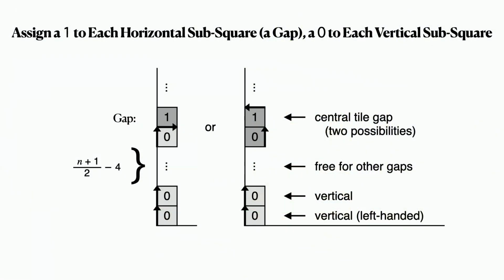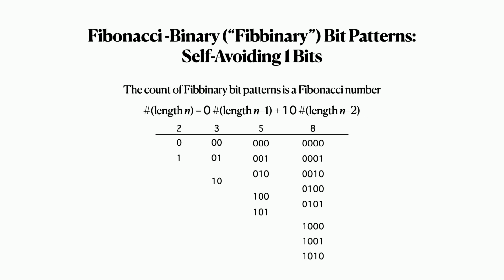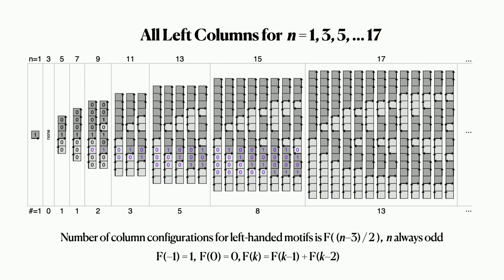And on the left side, you can encode a gap by a 1, and you can encode everything else by 0, and a gap can't be next to itself. So you're talking about Fibbinary bit patterns, which is a set of bits n long where no 1 is adjacent to another 1. So the number of such bit patterns for a given length is a Fibonacci number. So it turns out that all of the combinatorial freedom for the left side is only in a small set of (n minus 3) over 2 bits. And they're all Fibbinary bit patterns, and they force the left side.